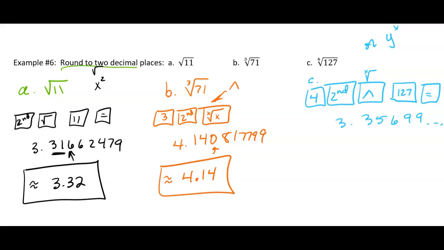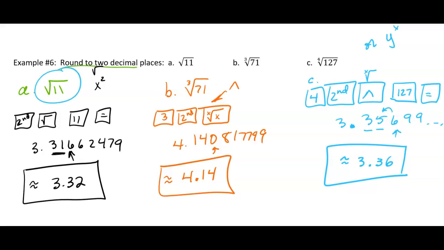And I get like 3.35699, blah, blah, blah. Okay, and so I'm going to look behind. So 2 decimal places. Here's 1, 2. I look behind. It's going to round up. So my answer is approximately 3.36 for that one.